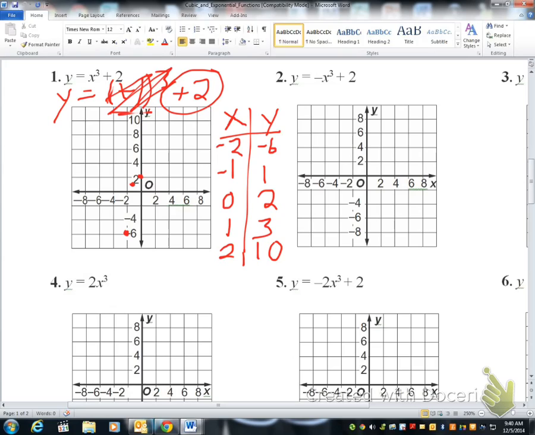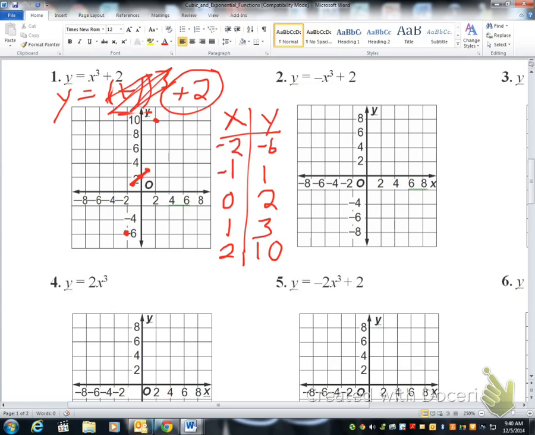1, 3 means I go to the right half a unit and up 1.5 units. And 2, 10 means I go to the right 1, because that's 2, and up 5, because that's 10, right? All right. Now, once again, this is important. We're not drawing straight lines to connect these things, okay? One thing that you'll be tempted to do is draw a straight line through that. But that's not the way it is.